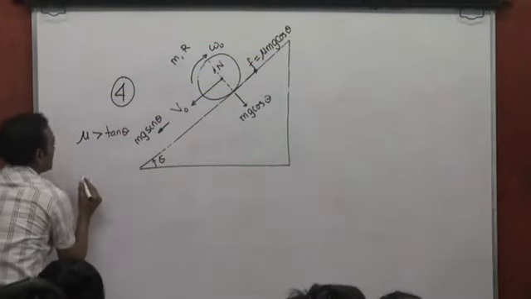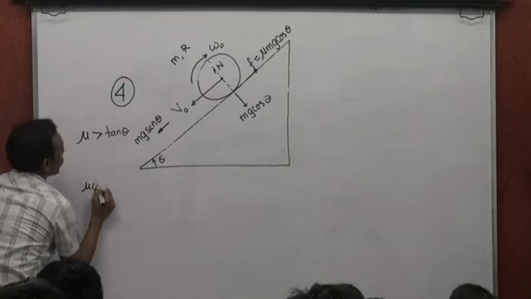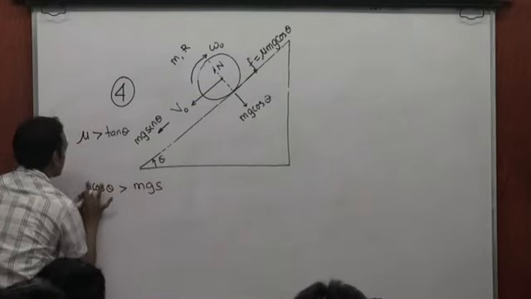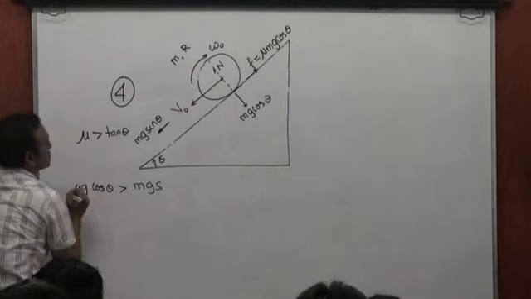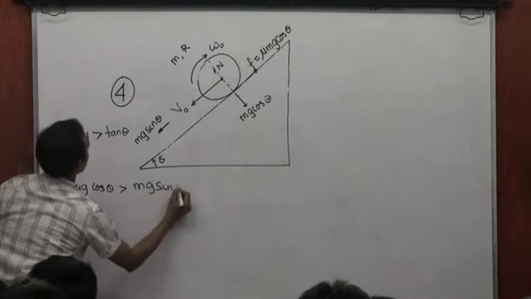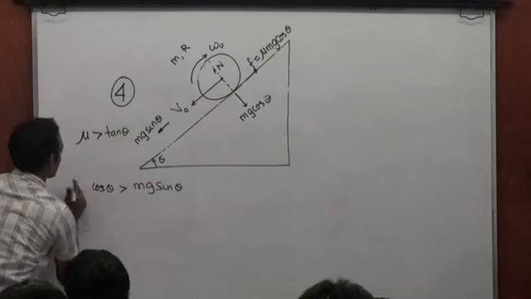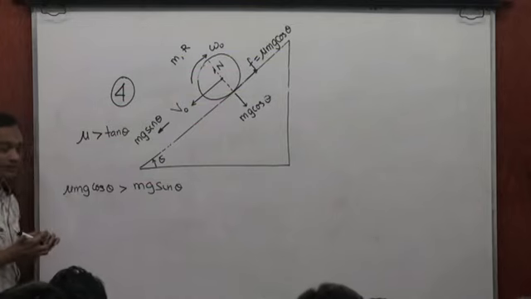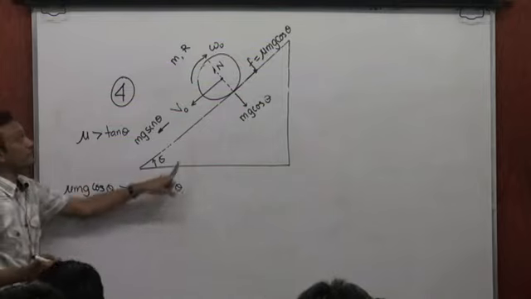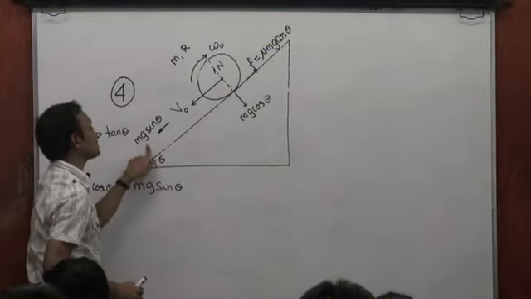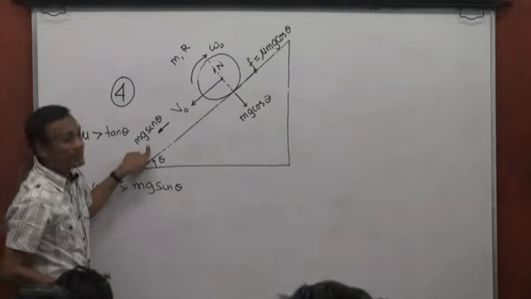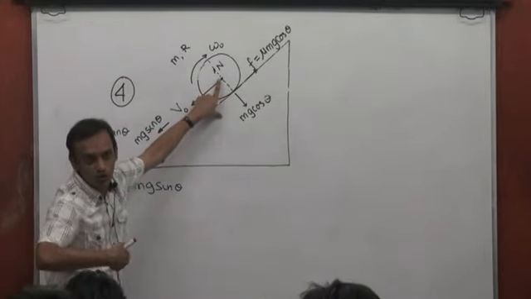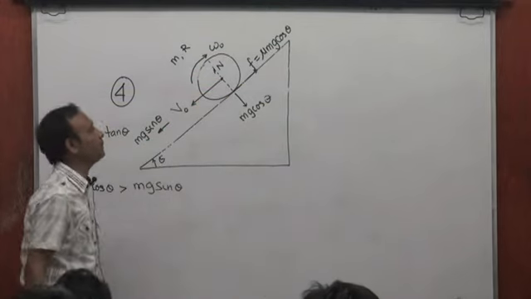Now, mu greater than tan theta means mu cos theta greater than sin theta, so mu g cos theta greater than g sin theta, that is mu mg cos theta greater than mg sin theta. If mu mg cos theta is greater than mg sin theta, the frictional force is larger than mg sin theta, which means VCM will decrease. It's going to retard, right?